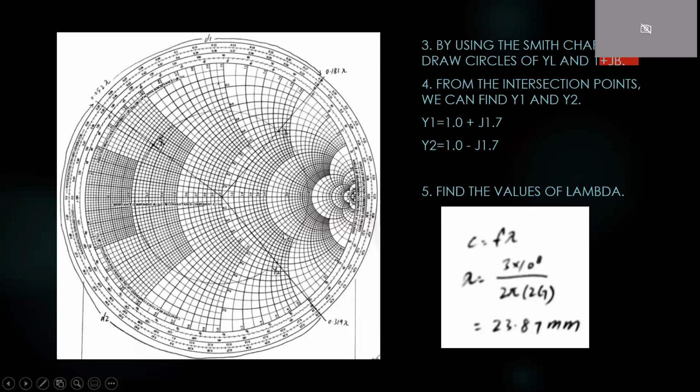It means in the opposite way. Then we can find the value of lambda first. Using the formula C equal to f lambda, the lambda we found is 23.87 millimeter. When we find Y1 and Y2, we put a straight line over here to the end, and then we can find the lambda values 0.181 for Y1 and 0.319 for Y2. And for YL, we also find 0.052 lambda. After we find these three values, we can start our next step.